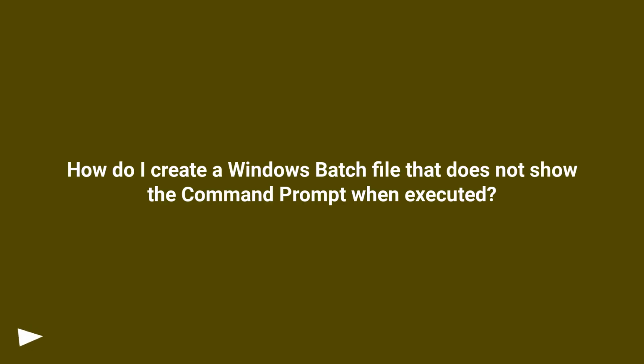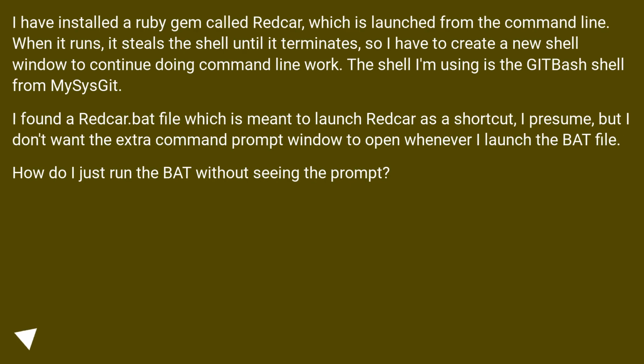How do I create a Windows batch file that does not show the command prompt when executed? I have installed a Ruby gem called Redcar, which is launched from the command line. When it runs, it steals the shell until it terminates, so I have to create a new shell window to continue doing command line work. The shell I'm using is the git bash shell from msysGit.